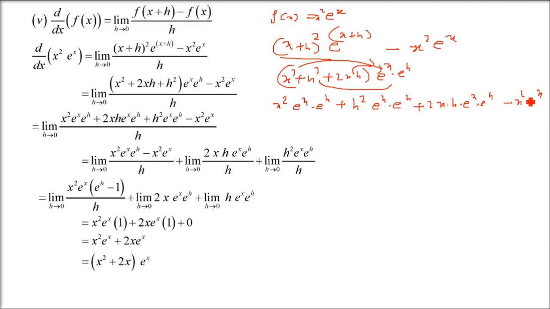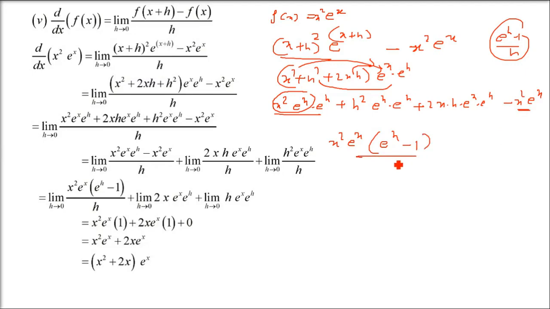Okay, so are we able to take something common? Yes, (e raise h minus 1) by h will form. How? See, this x square e raise x e raise h and x square e raise x, the first and last terms, you can take x square e raise x common. Then you have e raise h here and minus 1, and you can always divide by h because h was already there. In first principle, h is always in the denominator.